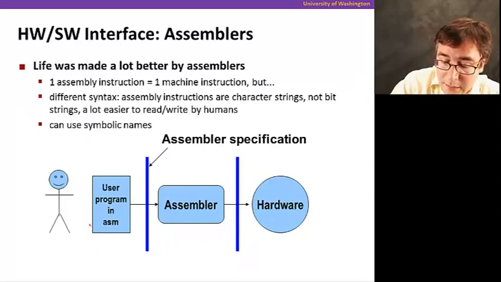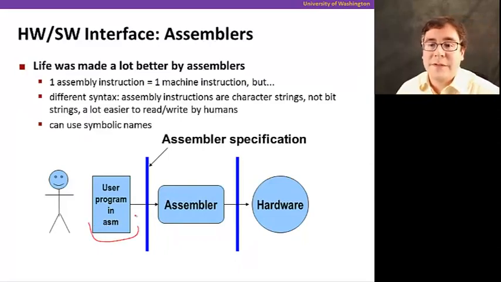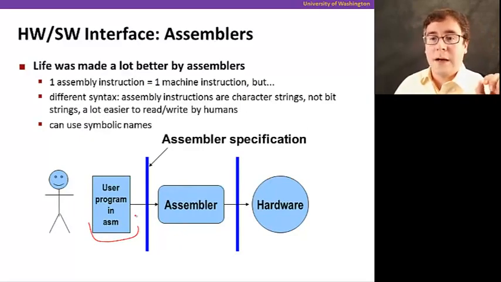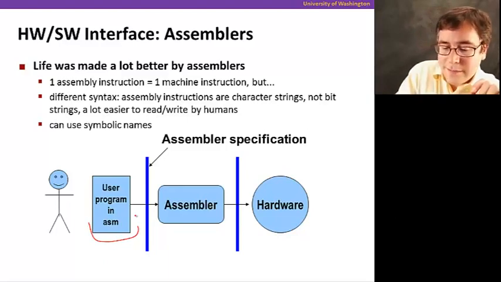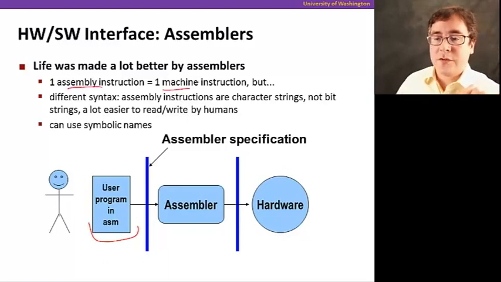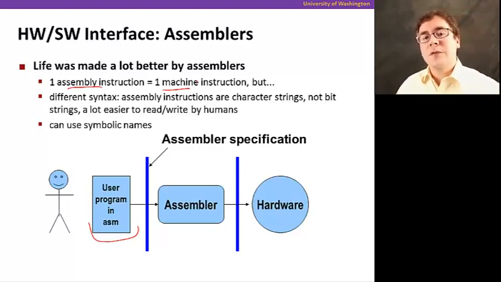So the assembly language was invented. As I said before, assembly language is a very simple programming language that's pretty close to what the hardware can do in terms of its primitives. One assembly instruction translates to one machine instruction. But the big difference is that assembly language is much easier for humans to read because, first of all, they have character strings as opposed to just bits.